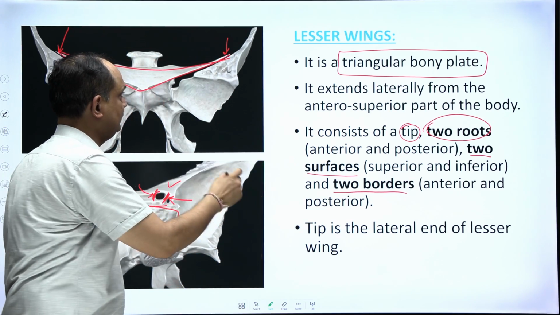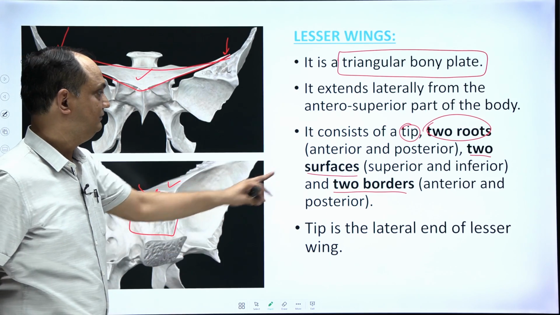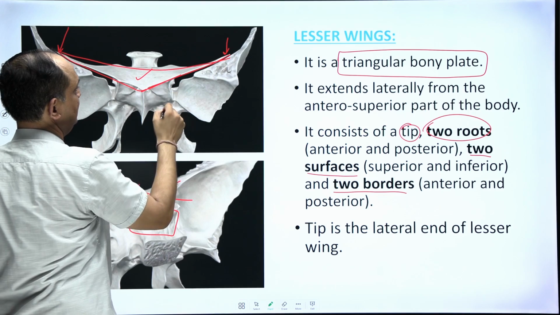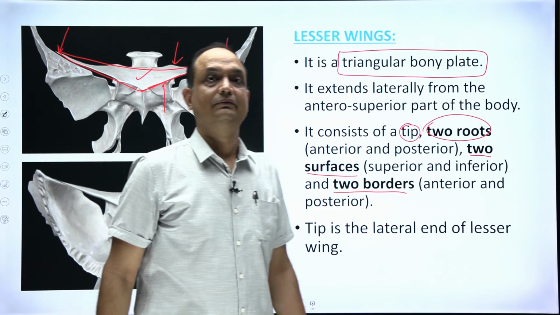Then you have the two surfaces, this is the superior surface and then the inferior surface. You have the two borders, one border is this which is the anterior border and this is the posterior border of the lesser wing of the sphenoid.